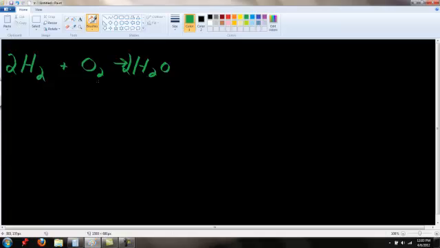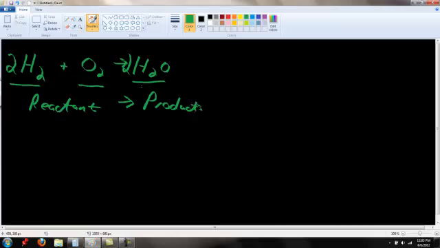Now, in stoichiometry, I said it's a comparison between the reactants, which are things that are always on the left side of the equation. Those are the things that are reacting together, and they are producing products. This is the same for all chemical equations.